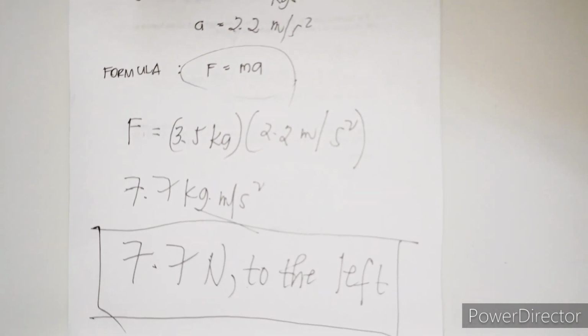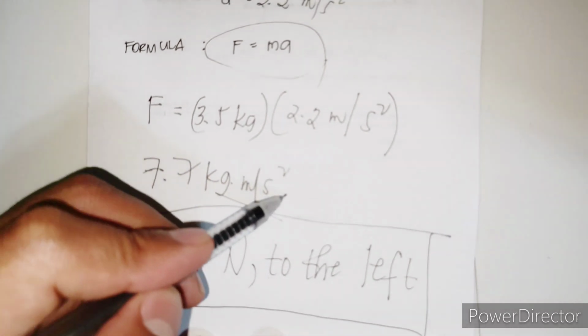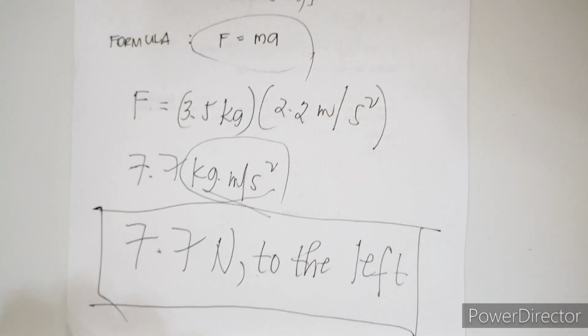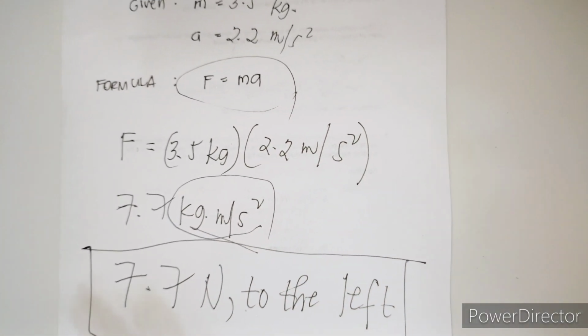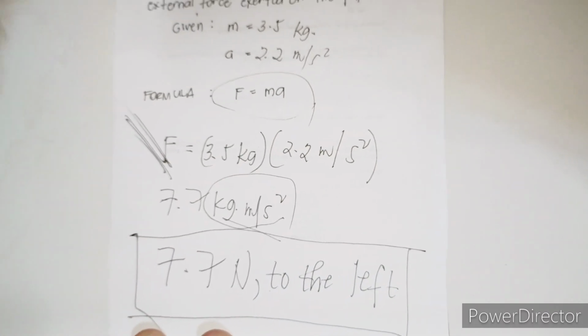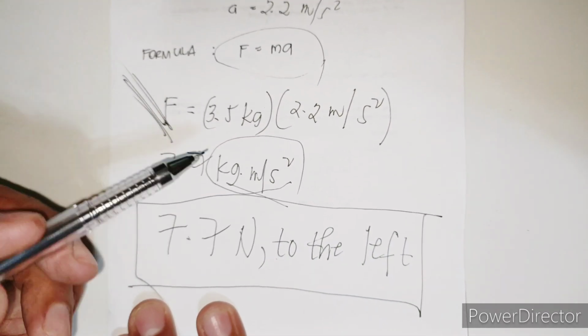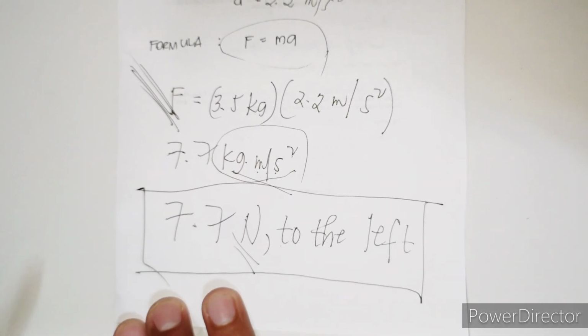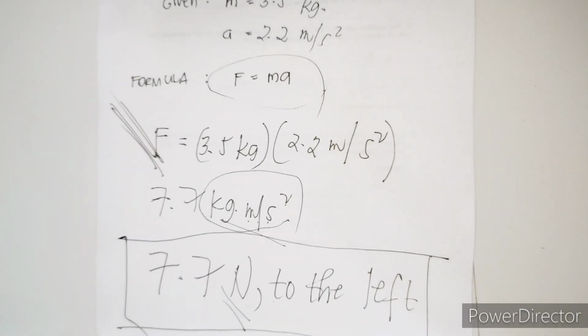Di ba, ang Newton natin is always equal to kilogram meter per second squared. Kaya ginawa natin siyang Newton, sinimplify natin siya as Newton or capital N, letter lang, para mas malinaw. Kapag force ang hinahanap, dalawa ang pwedeng maging unit niya. It is either kilogram meter per second squared or Newton. Maliwanag na?